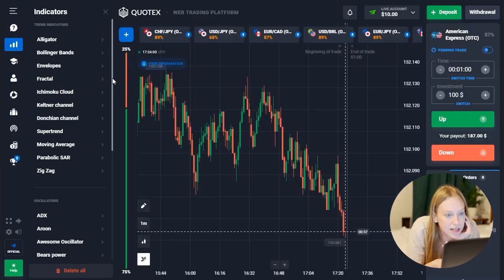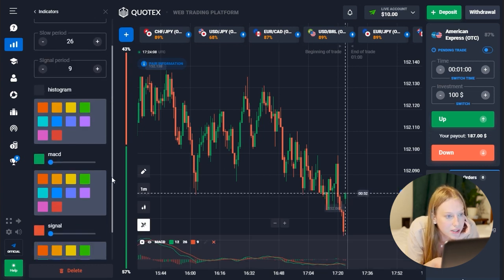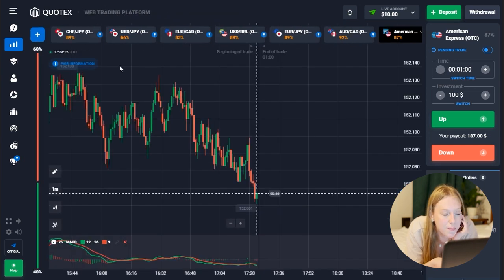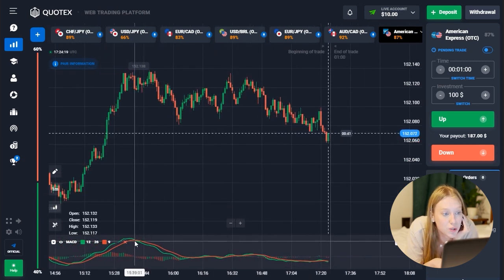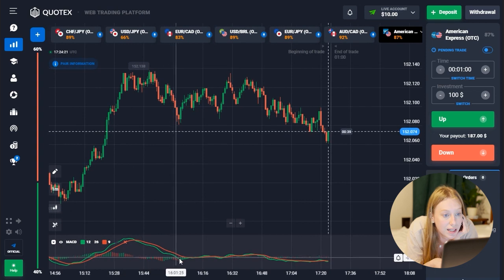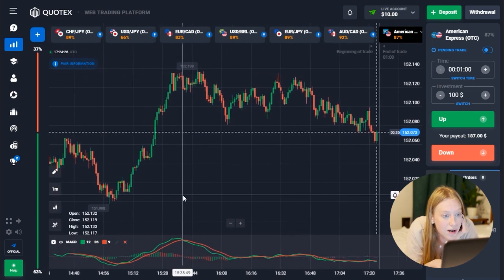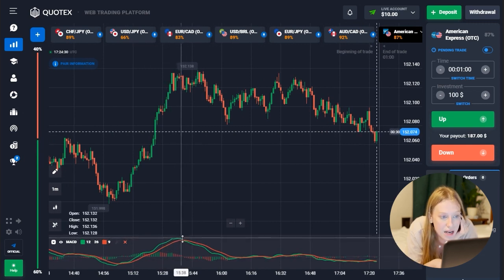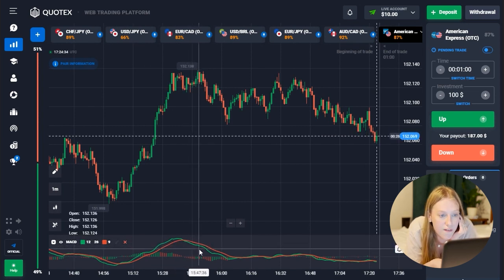Let's go to the menu of the indicators and choose the MACD indicator. You don't need to change anything here, just make the thickness a little bit bigger for you to see them better under the chart. You can see the indicator is two moving averages of green and red colors, and the red and green histograms. The signal of this indicator is the moment when, for example, the green moving average crosses the second red moving average.